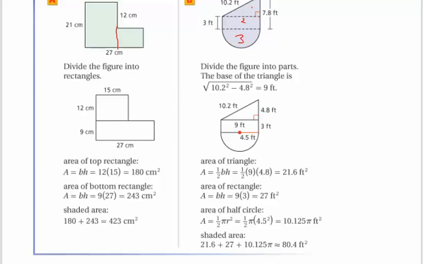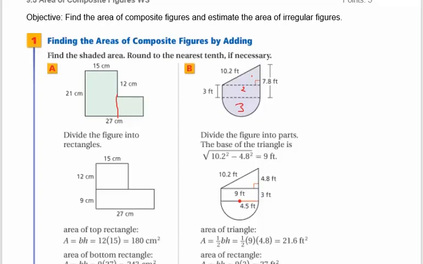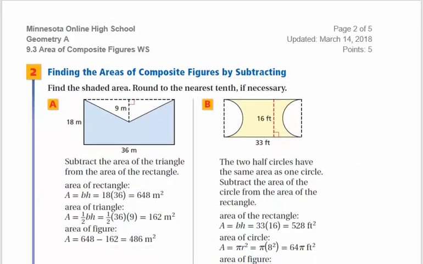Now you're going to need your list of formulas from earlier this chapter, or be looking in your book so that you can look them up as you need to. We'll mostly be working with triangles, rectangles, and semicircles, but there could be other figures, or you might divide your figure in a way that makes sense to use maybe a trapezoid or a parallelogram. Sometimes it's easier to find the area by subtracting a piece.